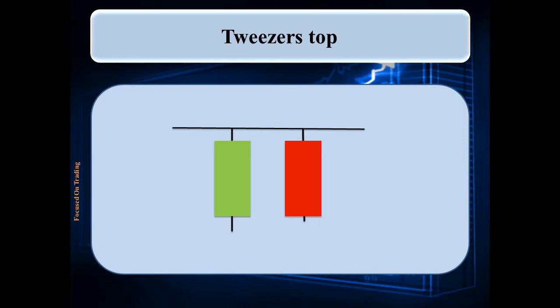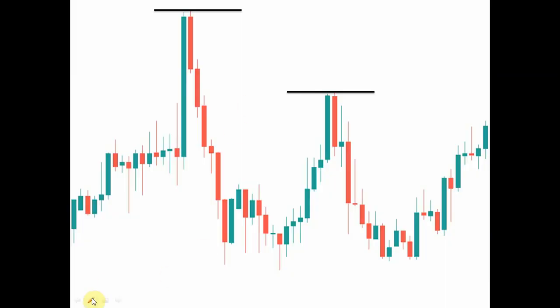Now tweezers top. Tweezers top is a bearish reversal pattern. The upsides of the two candles, whether wicks or bodies, should be at the same level, and the rest is the same as tweezers bottom. In this picture, we have two different types of tweezers top. In the first pattern, the latter candle has been engulfed wholly by the former candle. And in the second pattern, the two candles are almost the same size.